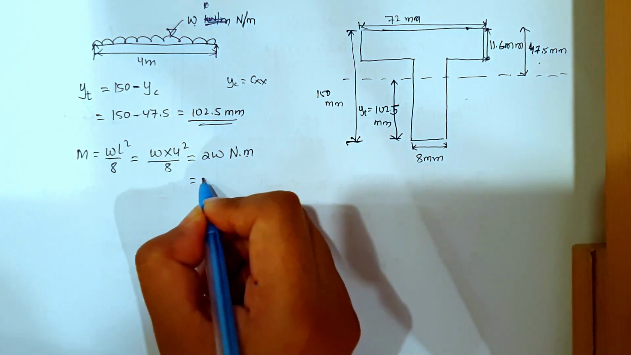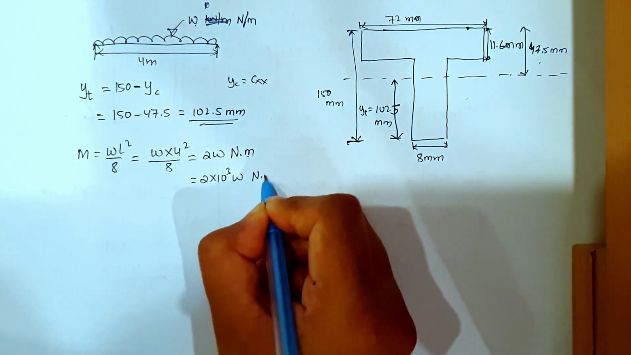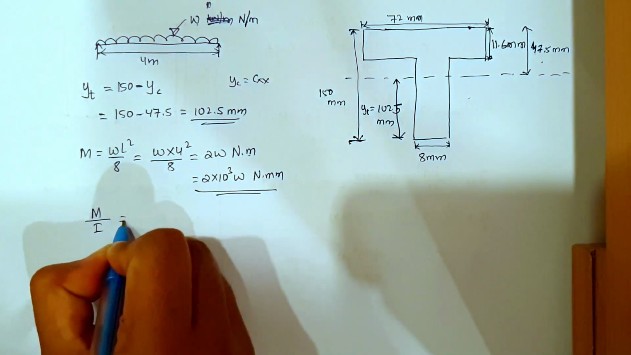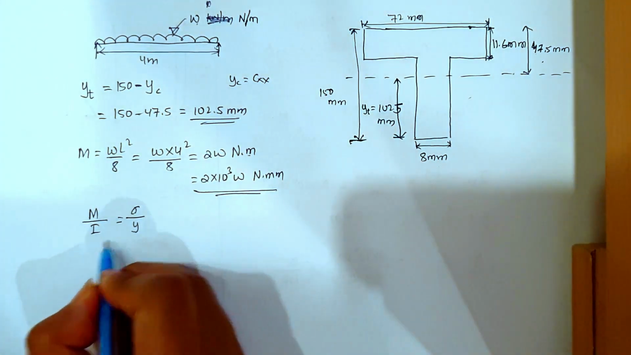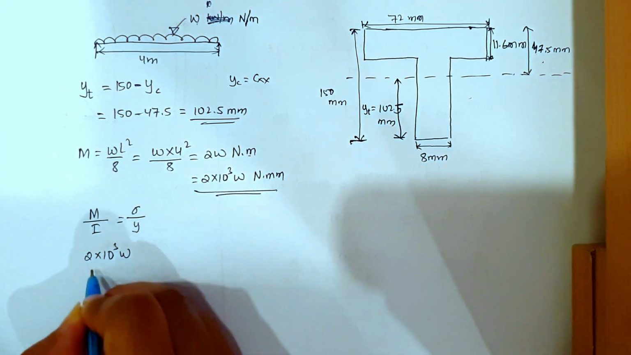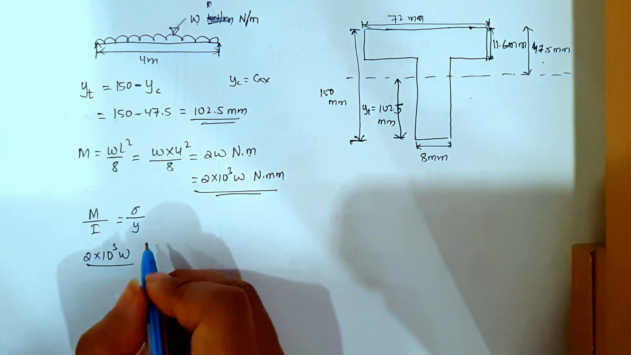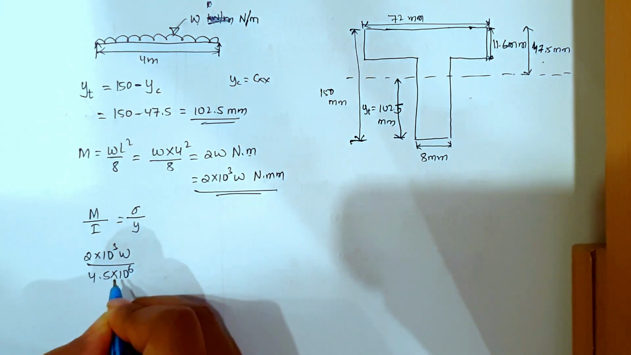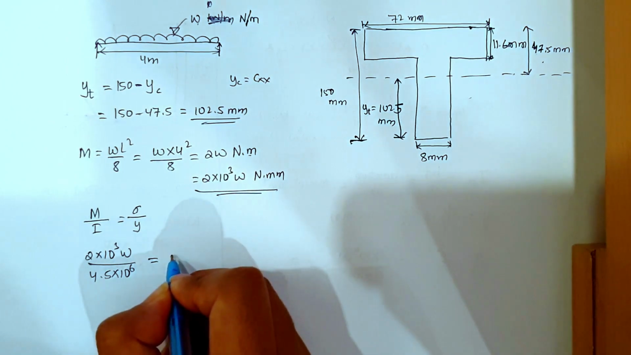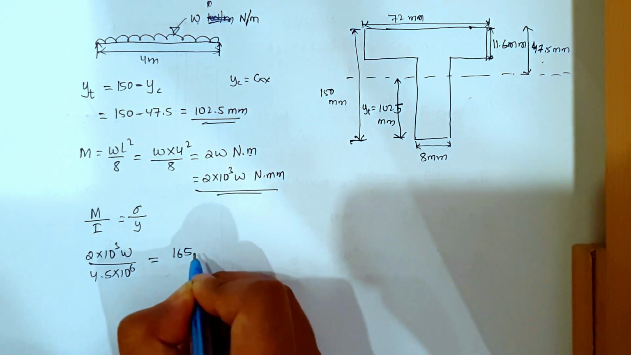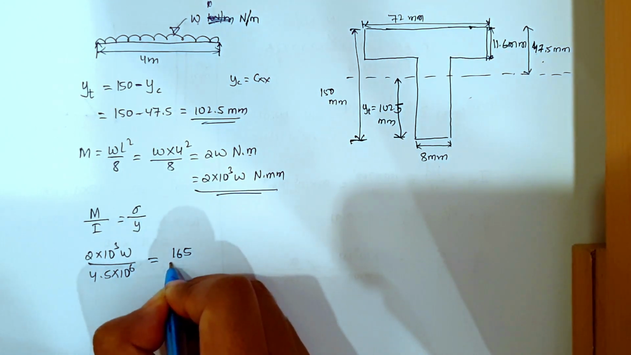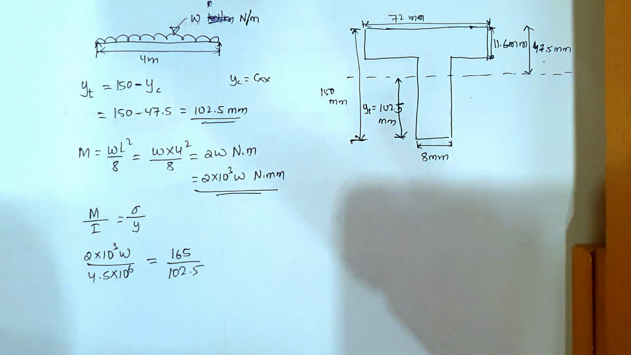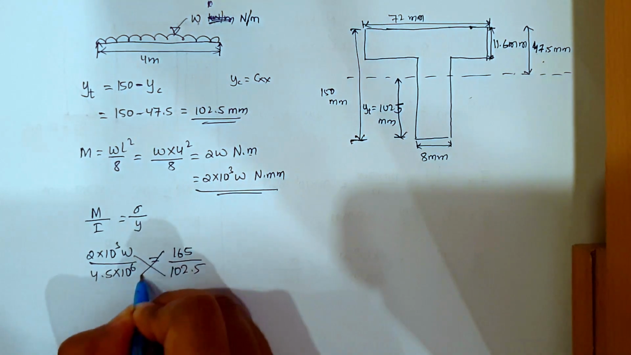Now if you want to convert this meter to mm, it will be 2 into 10 raised to power 3 W newton mm. Okay, we have this. Now from here, using the flexure formula, M by I equals sigma by y, you get 2 into 10 raised to power 3 W divided by moment of inertia, which is given in the question equal to 4.5 into 10 raised to power 6. Sigma is also given in the question, equal to 165, divided by yt, which we found, equal to 102.5.